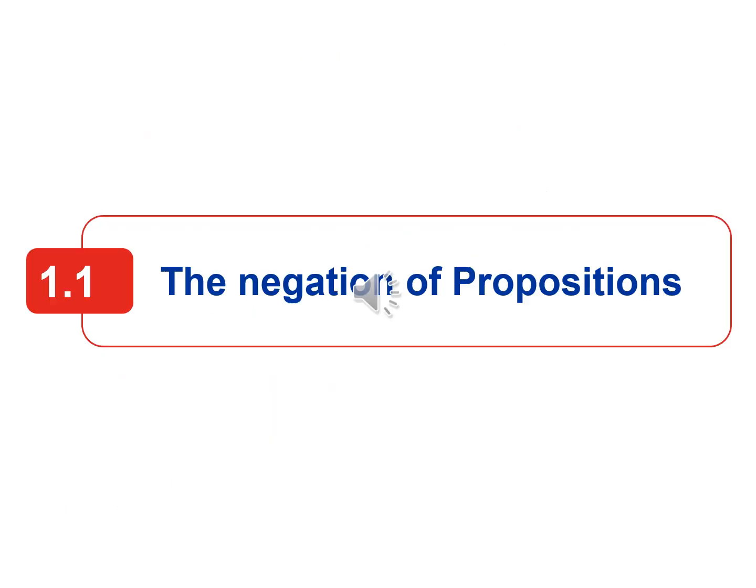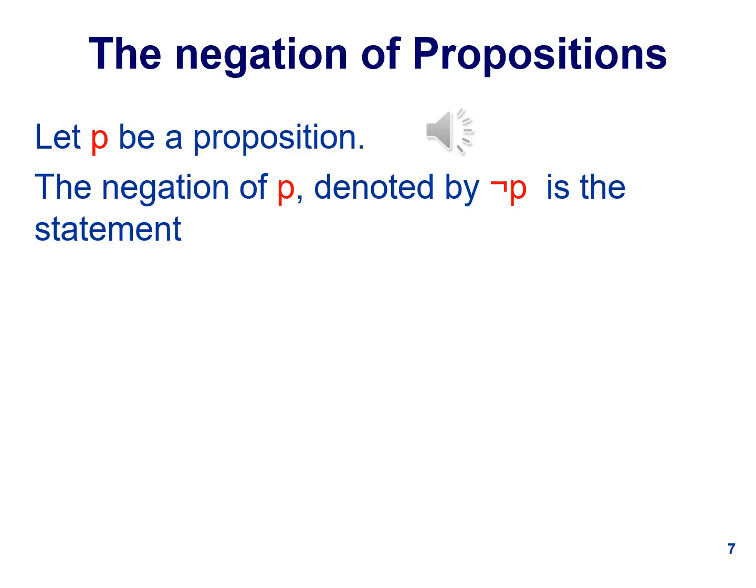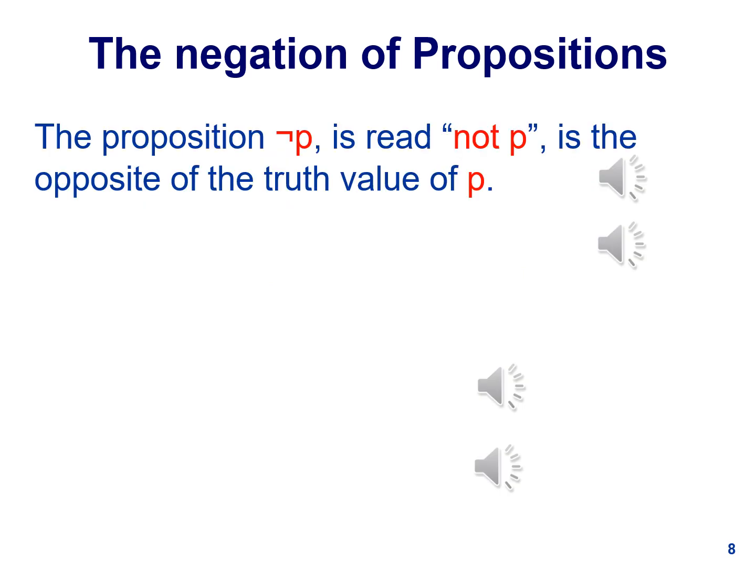The negation of propositions. Let P be a proposition. The negation of P, denoted by not P, is the statement, "It is not the case that P." The truth value of not P is the opposite of the truth value of P.